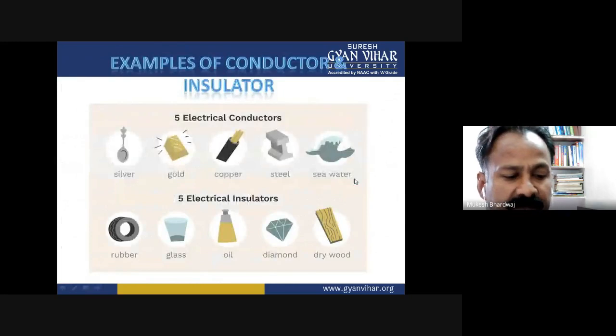These are some examples of conductors and insulators. Electrical conductors: silver, gold, copper, steel, seawater, as you see in the diagram. Electrical insulators: rubber, glass, oil, diamond, dry wood.